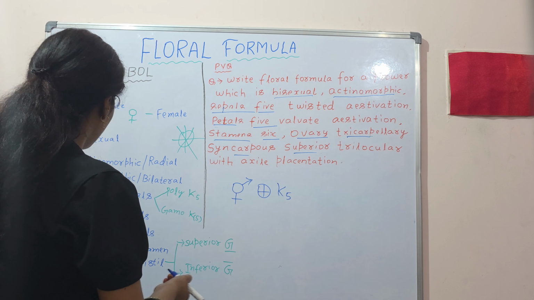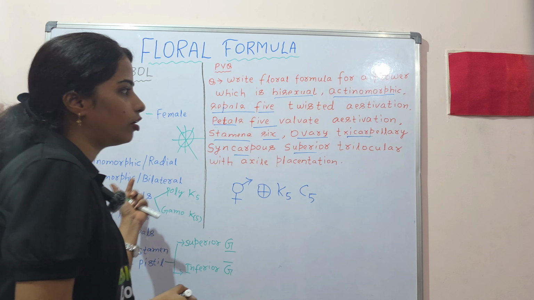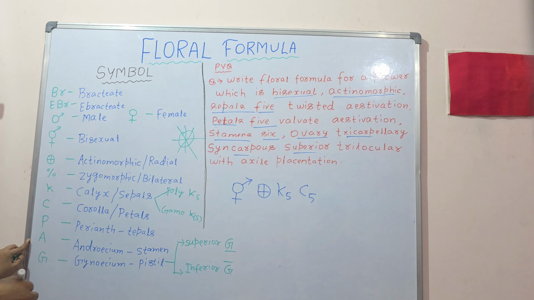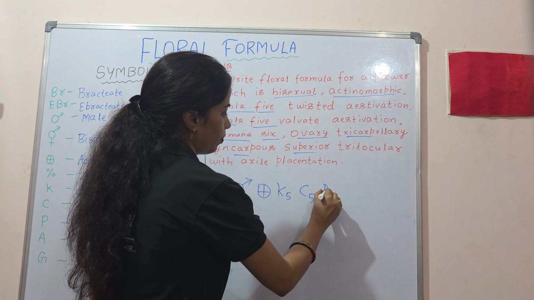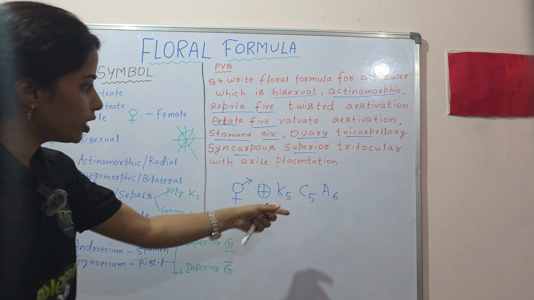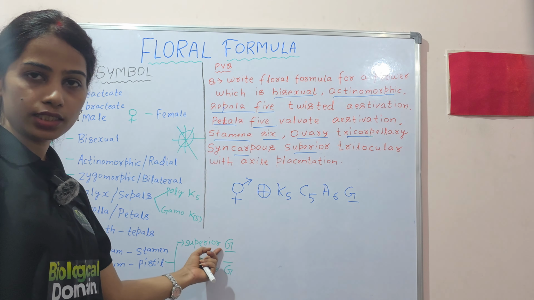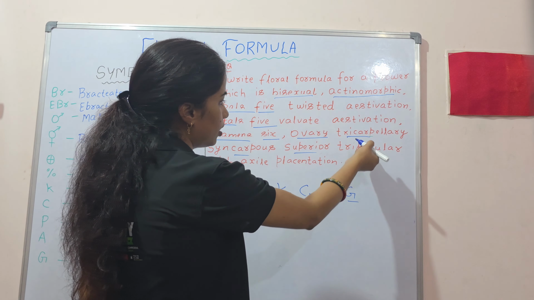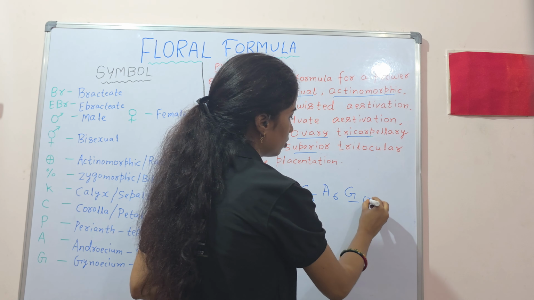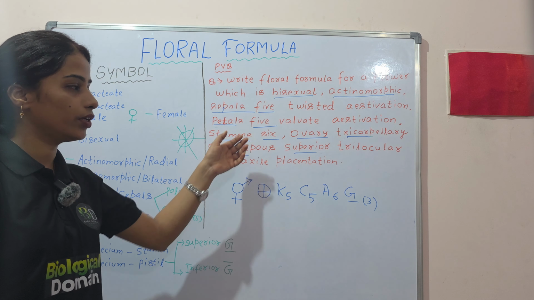Petals are 5, so petals C. This is also not given whether it is united or free. Stamens are 6, so stamen is A, 6. Next, come to the ovary. Which type of ovary is there? Superior. So first of all we have to underline it. And how many carpels are there? Tricarpellary, so 3. This is united. So this is the floral formula for the given question.